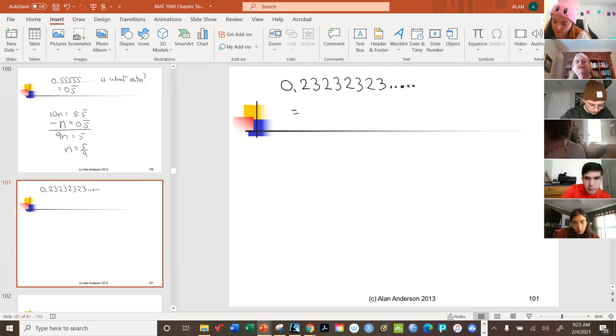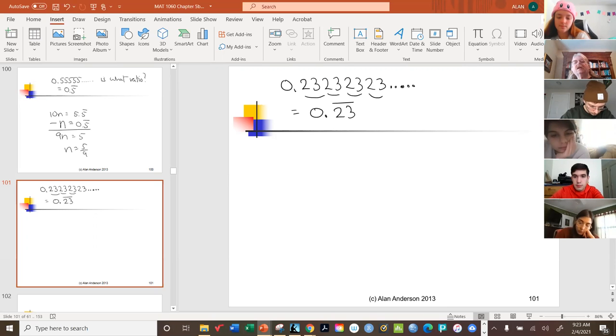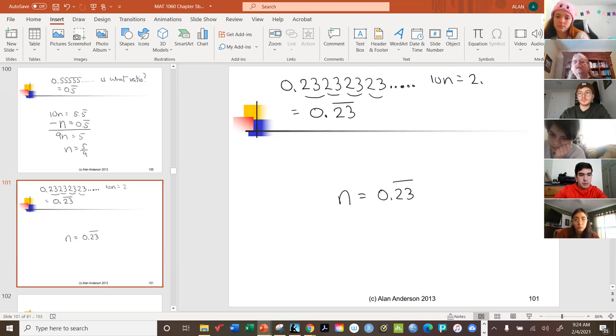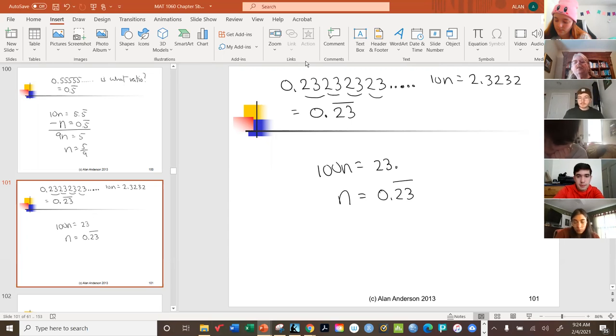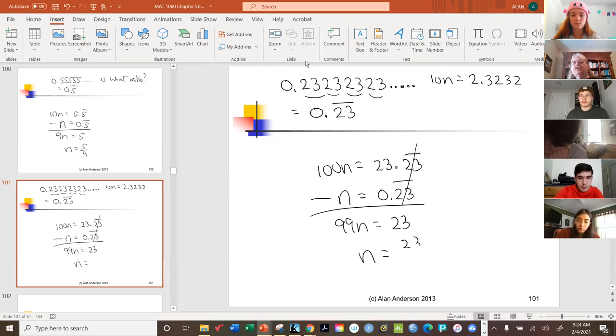Suppose we have something like this, which I can rewrite as 0.23 bar, because it's the two and the three that are being repeated continuously. Now, in a case like this, if you let n be 0.23 bar, I don't want to use 10n because 10n will not eliminate the repeated part when I subtract them. So I'm going to instead use 100n. That's right, exactly. So if I turn it into 100n, it becomes 23.23 bar, so that when I subtract, these are eliminated. So I've got 99n equals 23, or n equals 23/99.